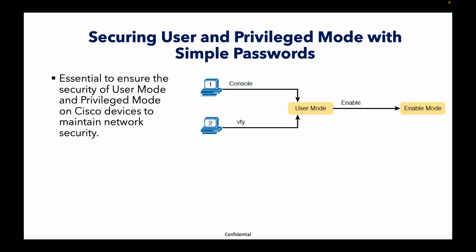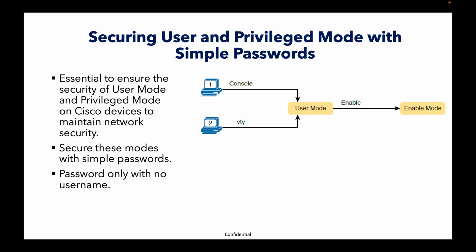It is really essential to ensure the security of user mode and privilege mode on Cisco devices to maintain network security. You can secure this mode with simple passwords. This method uses password only with no username. So with one password for console user and another password for telnet user. To access a console, a user must type in the console password as configured under the console line configuration mode. Similarly, to telnet, a user is requested to type in the telnet password, also called the VTY password.